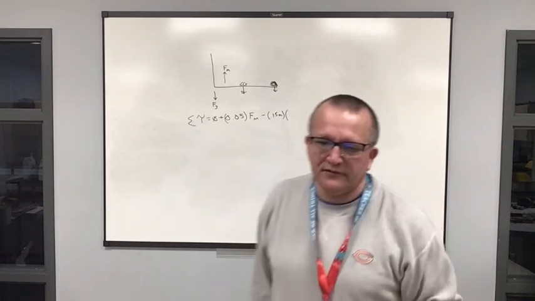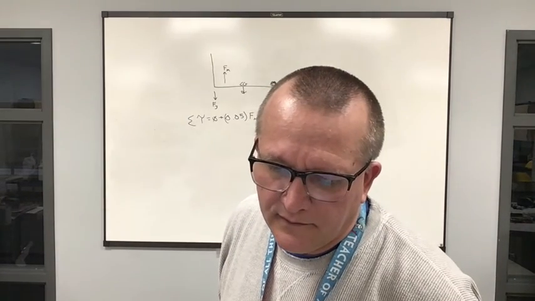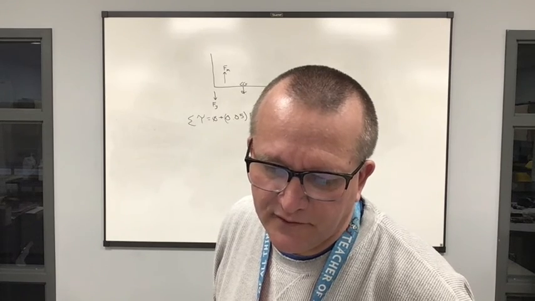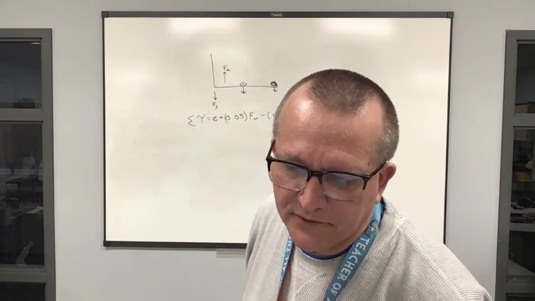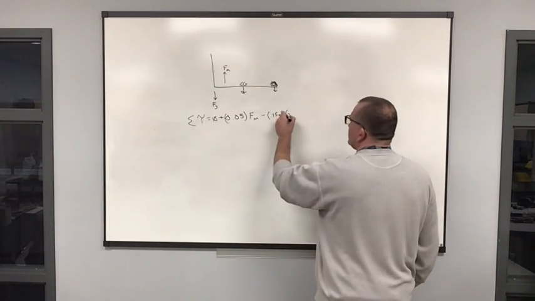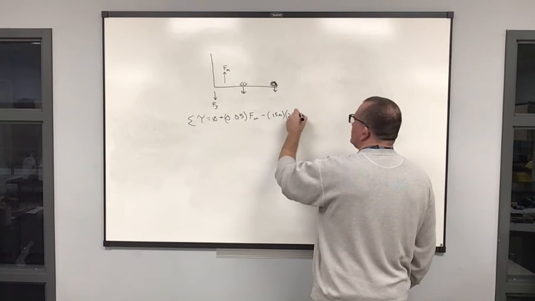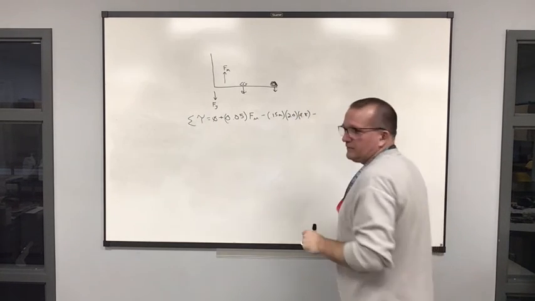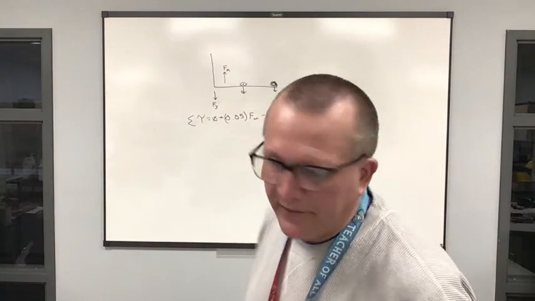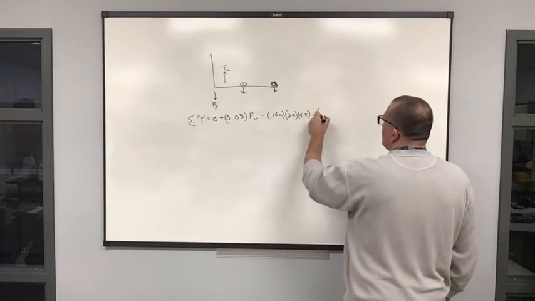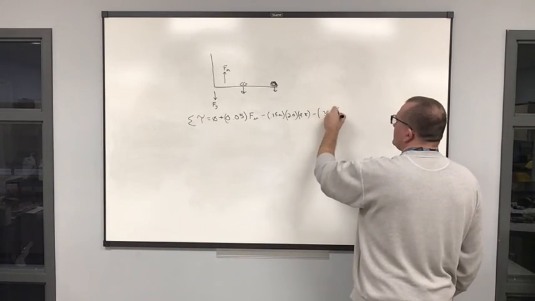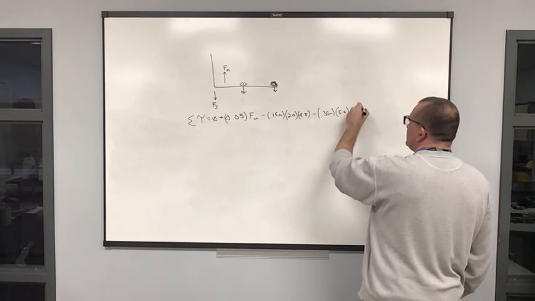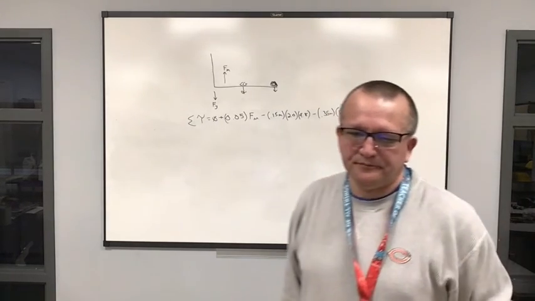times the mass of the arm, which is 2 kilograms, times 9.8. And then we got the ball, which is going to be a full 35 centimeters, so 0.35 meters times the mass of the ball, which is 5 kilograms times 9.8.